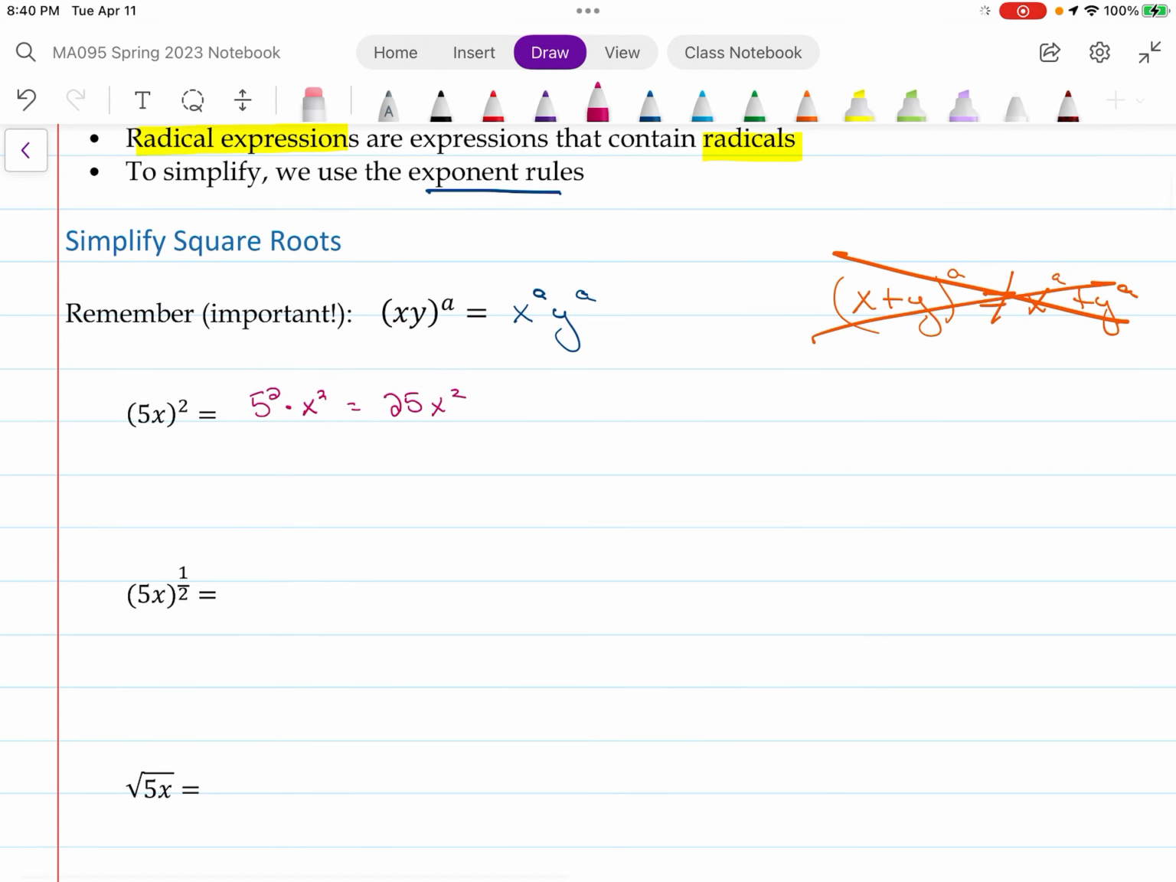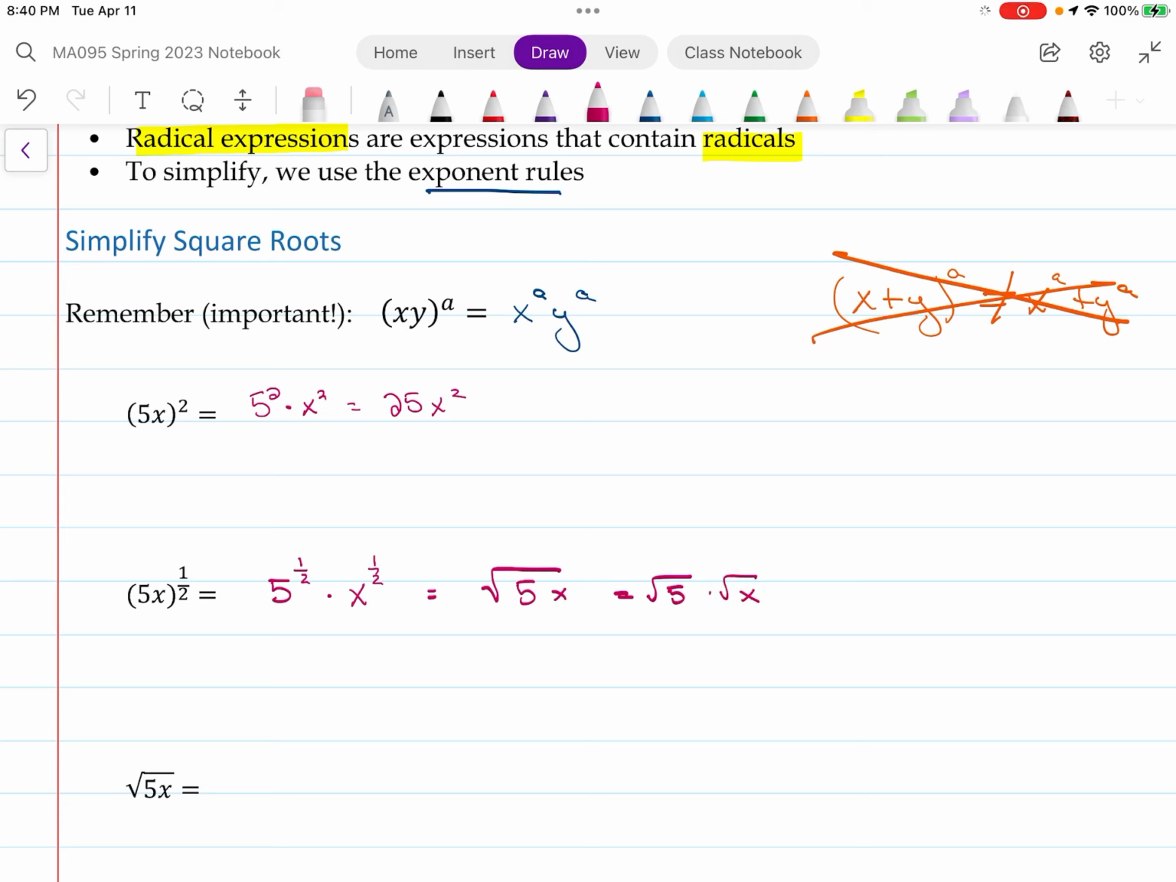All right, the next one, (5x) to the 1/2, is 5x. What it means is square root, right? So let's think about it. I'm going to get rid of that because we want to work this out. So this means 5 to the 1/2 times x to the 1/2. Right, that's both. So it is, like I said, the square root of 5x, which is also the square root of 5 times the square root of x. All those things mean the same thing.